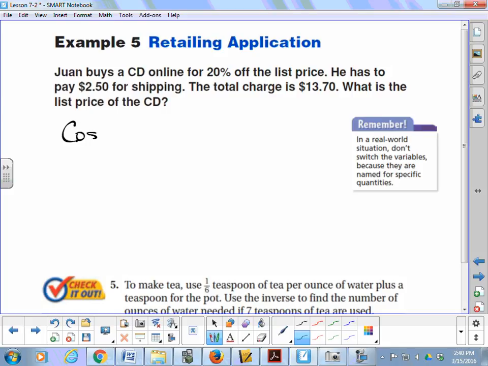So the cost is equal to 80% of the price of the item, and then what did we have to do? Okay, so we had to pay shipping of $2.50, and that's going to equal $13.70.